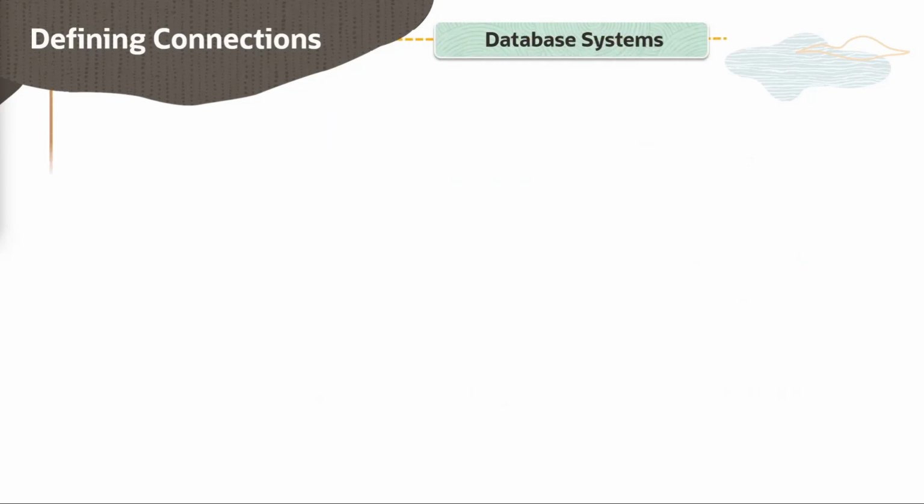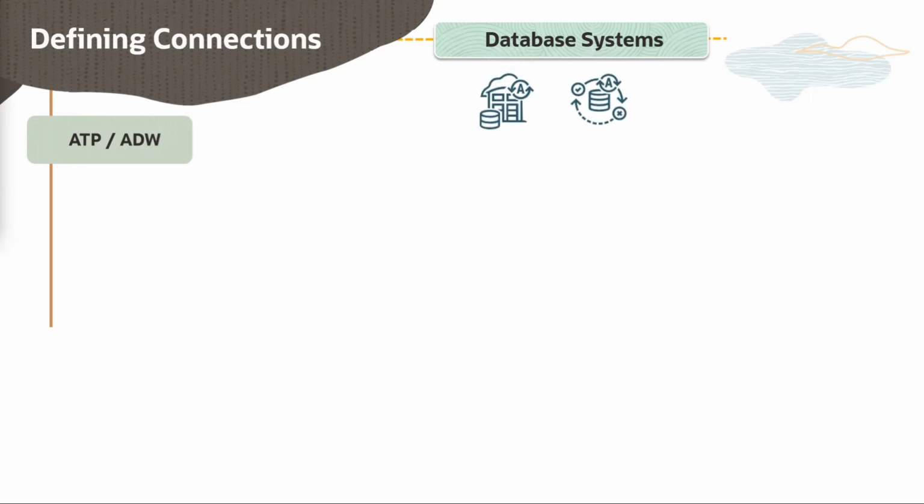And now it's time to look at defining connections to database systems, and we'll start with Oracle's most advanced databases, Autonomous Transaction Processing, and Autonomous Data Warehouse.